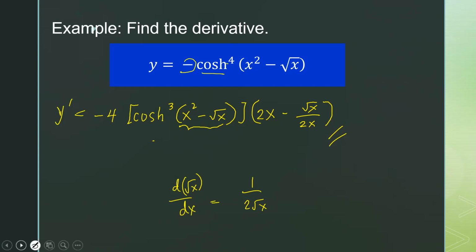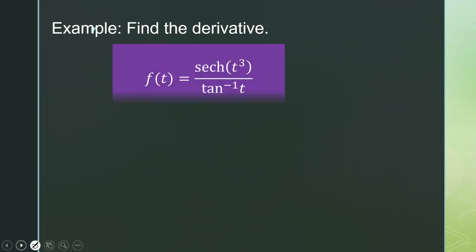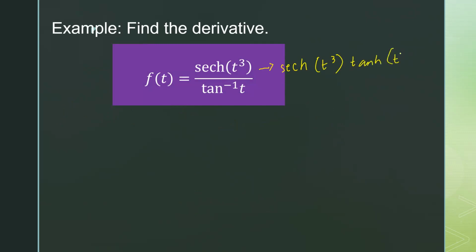Okay, so let's have our next example. This time we have a function of t. So, quotient pa rin, no? So, we need to find the derivative of our high. So, that will be sech tanh. So, sech t cube tanh t cube. But then we remember, ito yung nasa last three functions. So, this one will be negative. Okay. Tapos, this is differentiable pa, no? Yung t cube. So, we have times 3t squared. Ayun.